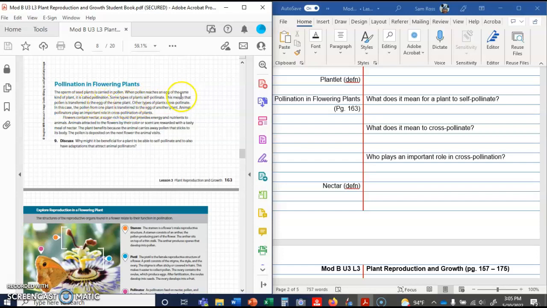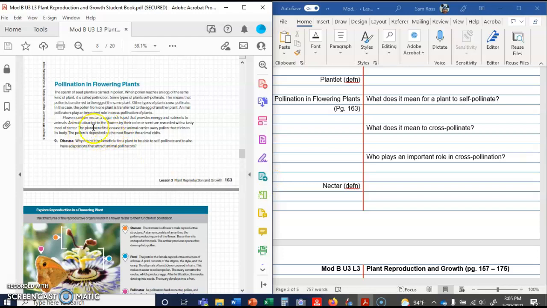So for a plant to self-pollinate, it means that the pollen of that plant is transferred to the egg of that same plant. To cross-pollinate, that means that pollen from one plant is transferred to the egg of another plant. Who plays an important role in cross-pollination? Animal pollinators do, because they take the pollen with them.